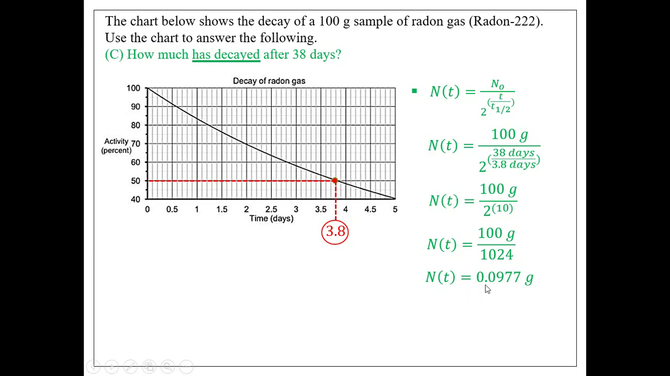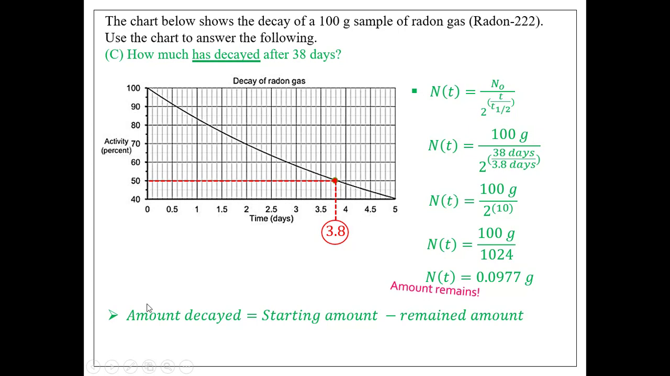But N of t is how much is still left over. The question didn't ask for how much is left over. It asked how much has decayed. To figure that out, I would say use common sense. You started with a certain amount, and you have a certain amount left over. So to figure out how much has decayed, you just do a little subtraction.